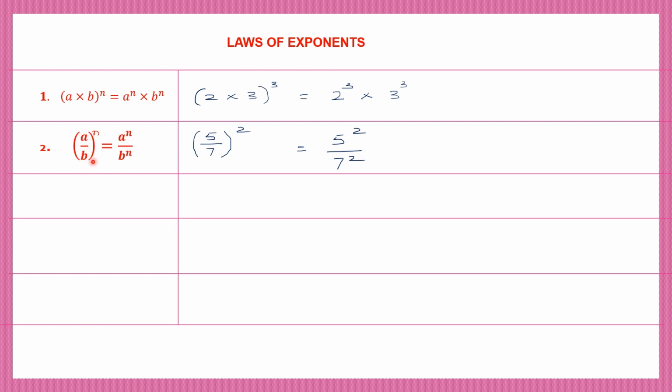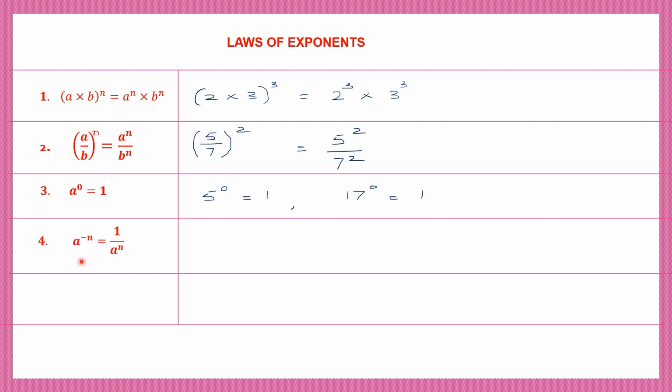We also know that a raised to 0 is equal to 1. That means any number raised to the power of 0 is 1. Suppose I say 5 to the power of 0, this is equal to 1. Now suppose I say 17 to the power of 0, this is also equal to 1. So anything raised to the power of 0 is equal to 1.